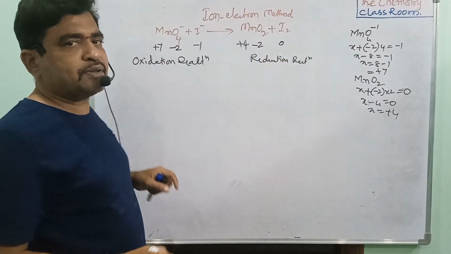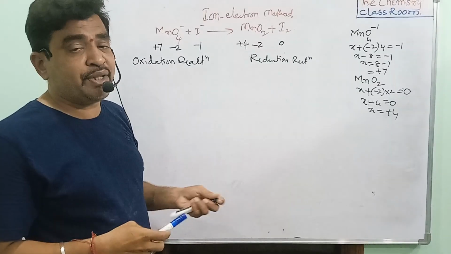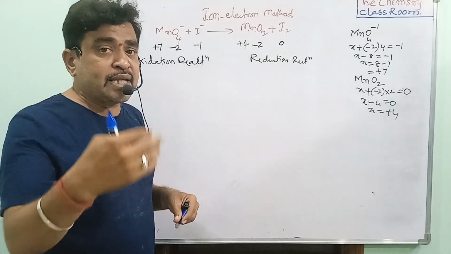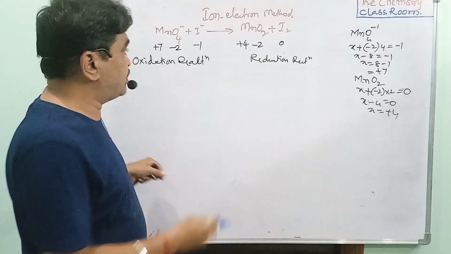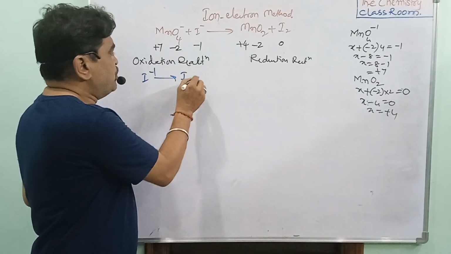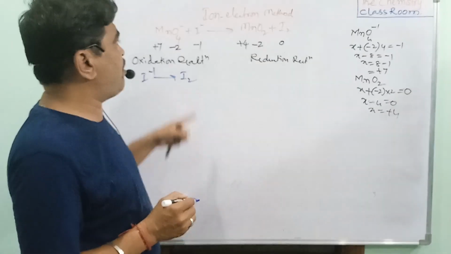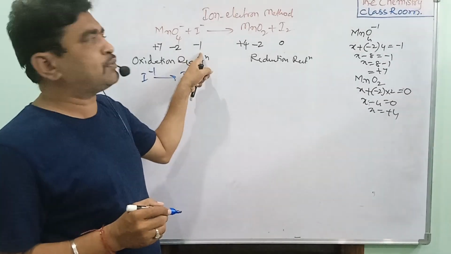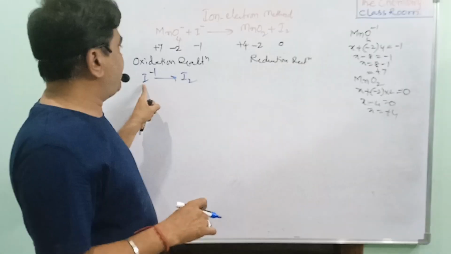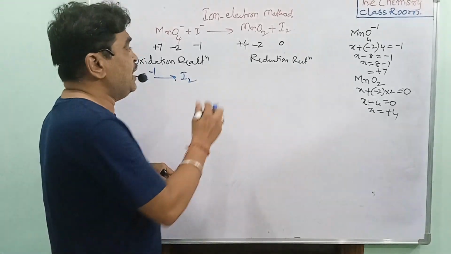So here I am separating the equation into two. One is oxidation and the second is reduction. What is oxidation? Increase of oxidation number is oxidation. So I minus 1 gives rise to I2. This belongs to an oxidation reaction. Why? Because before the reaction it is minus 1, after the reaction it is 0, that means it is increased. So I minus gives rise to I2, that is an oxidation reaction.